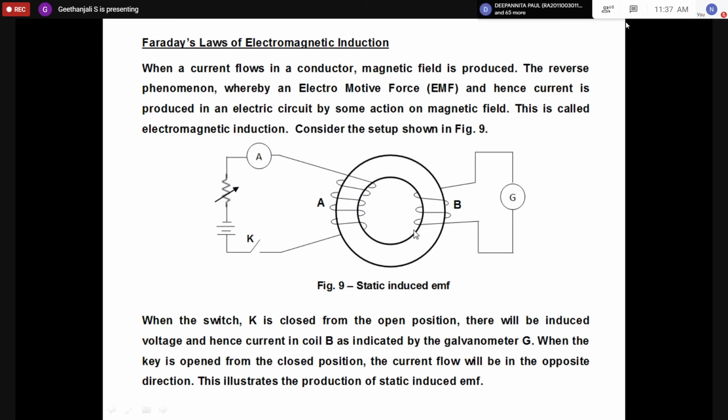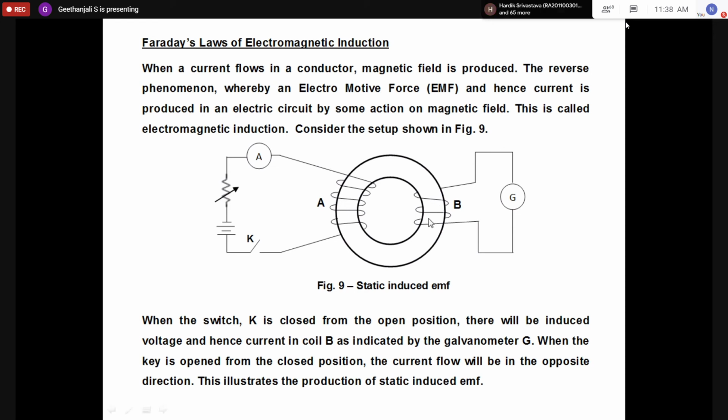Then here you are seeing that because of the change in the first coil, there will be an induced EMF in the B coil also. This is called a mutually induced EMF. Why it is called a mutually induced EMF is that this induced EMF is due to the change in the first coil, not in the current flowing through the B coil. So it is called a mutually induced EMF.